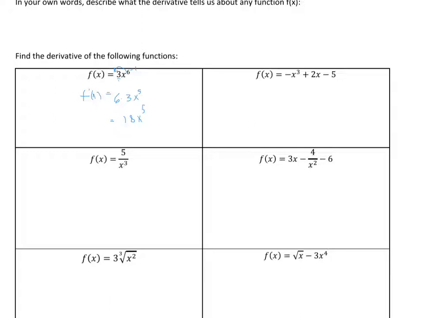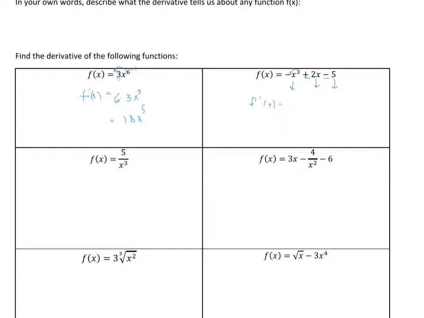Okay, number 2, next to it. This one is the same concept. Notice how it's just separated by plus and minus signs. There's no product rule, there's no quotient rule. I just have to find the derivative of each one of these 3 things separately. So we're still going to label our derivative f prime of x. And then from here, we're just using our power rule.